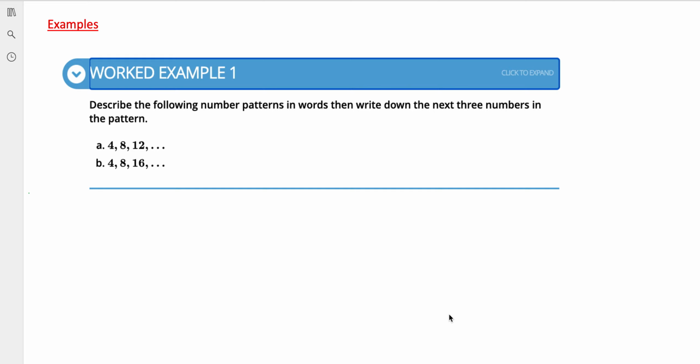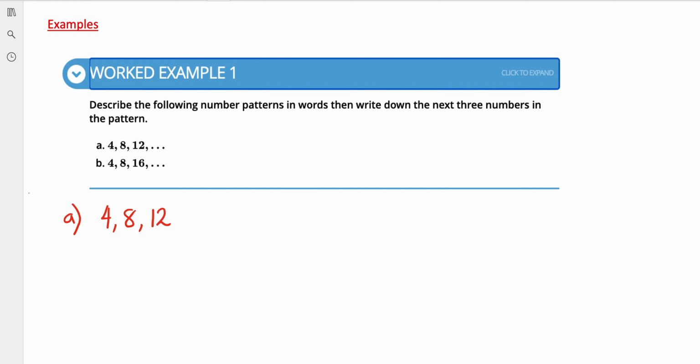Okay, so example number one says, describe the following number pattern in words, then write down the next three numbers in the pattern. So they're asking us to describe it with words. So if we look at the first pattern, what is happening? We have 4, then we have 8, then we have 12.